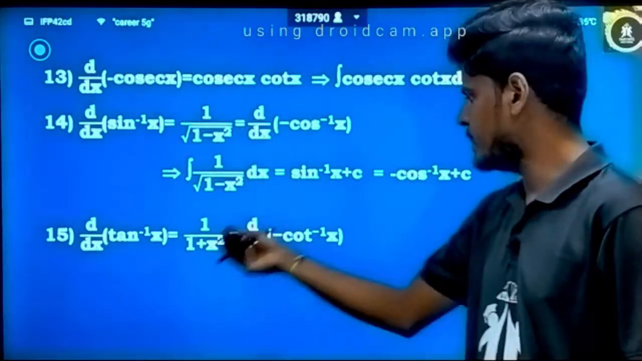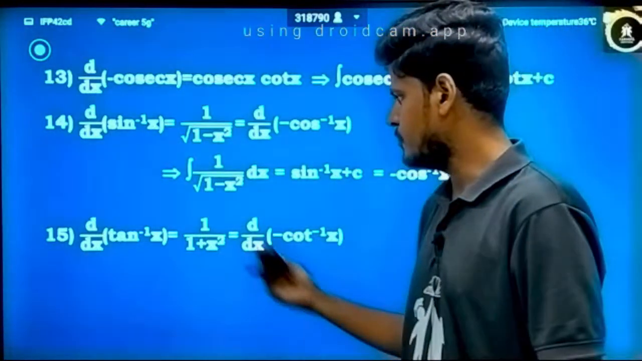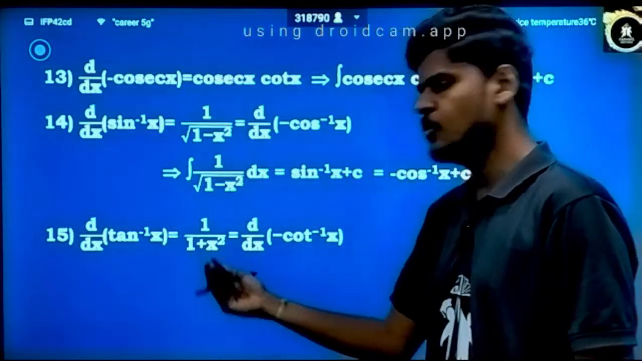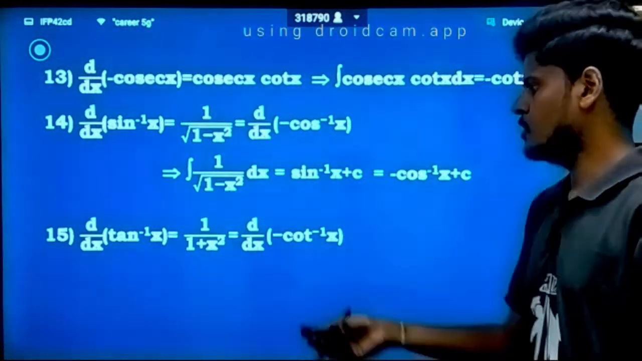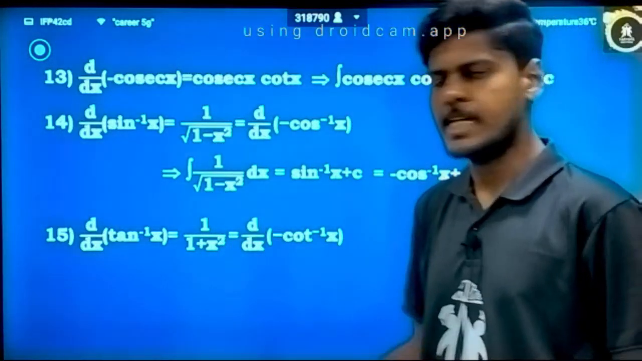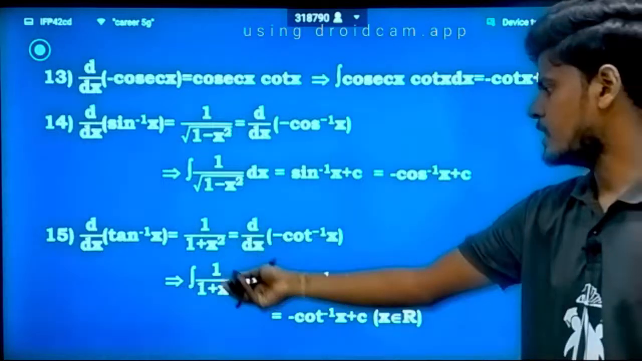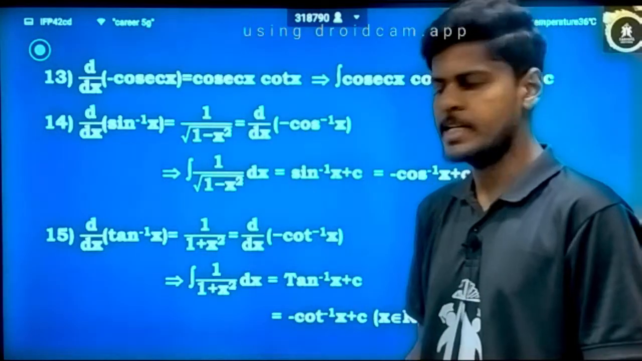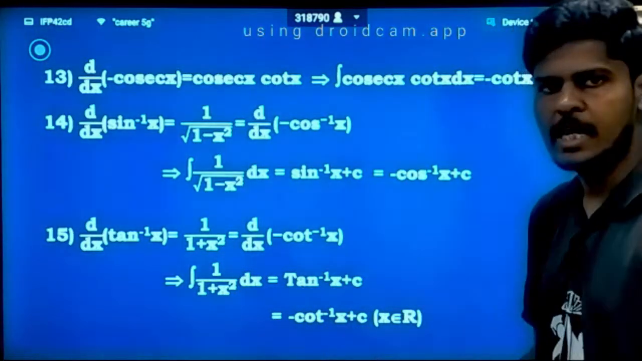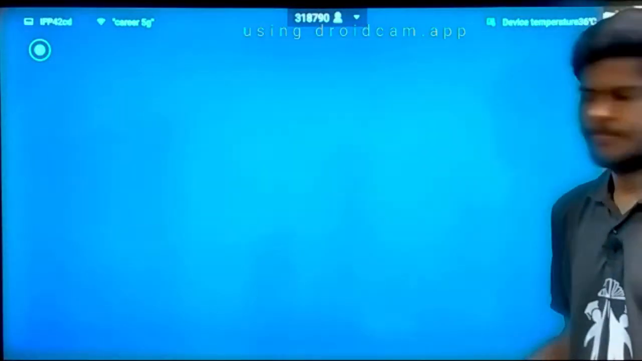Next, differentiation of tan inverse or minus cot inverse. Again, by the same logic, this will be 1 by 1 plus x square. So integral of dx by 1 plus x square will be tan inverse or minus cot inverse x. So integral of dx by 1 plus x square is tan inverse x or minus cot inverse x plus c.